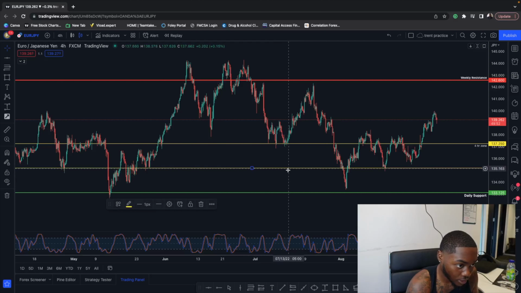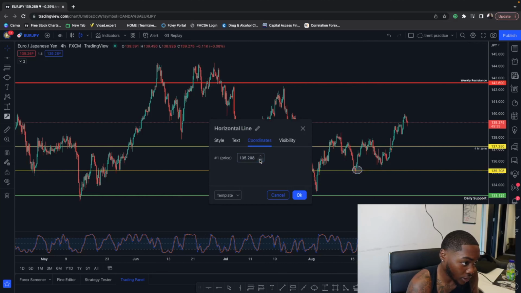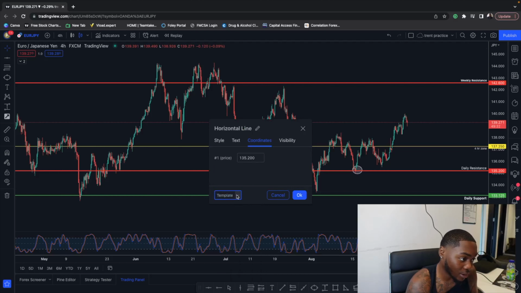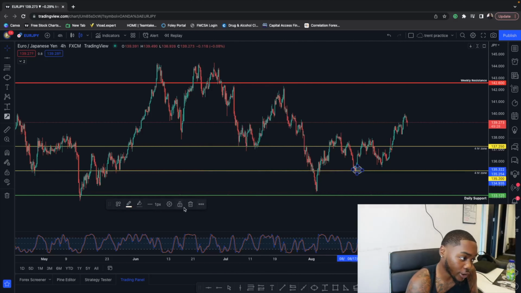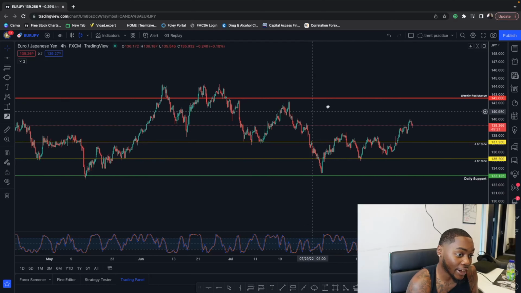Could possibly put one here, because we have a level here, this level here, and then all of this confluence in the past. And we're going to put this right at 135.200. And then we're going to label it as a 4 hour zone. The reason why I like to label it, like I said, once I get down to my lower time frames, my 1 hour or 30 or 15 minutes, once I'm near these zones, it'll let me know where I'm at on the higher time frames.